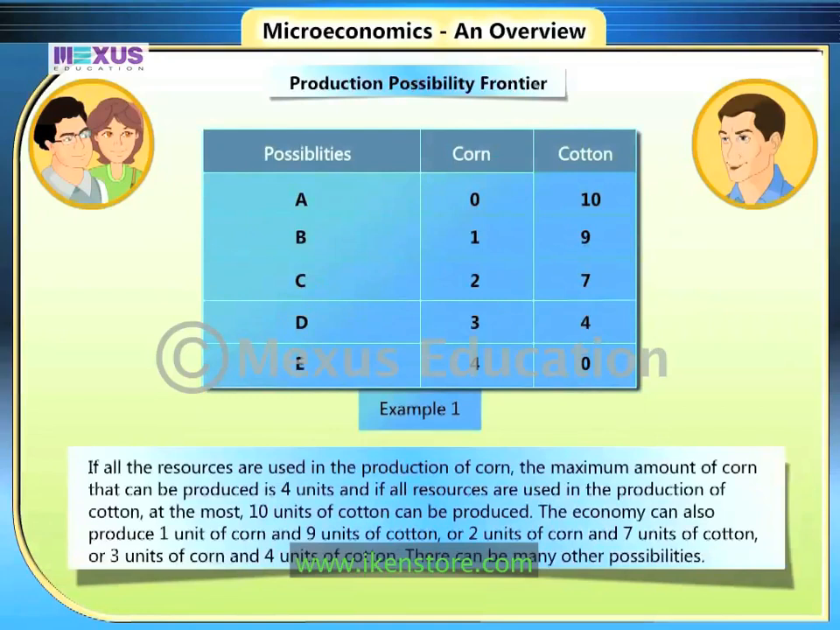If all the resources are used in the production of corn, the maximum amount of corn that can be produced is 4 units. Conversely, if all the resources are used in the production of cotton, at the most, 10 units of cotton can be produced.